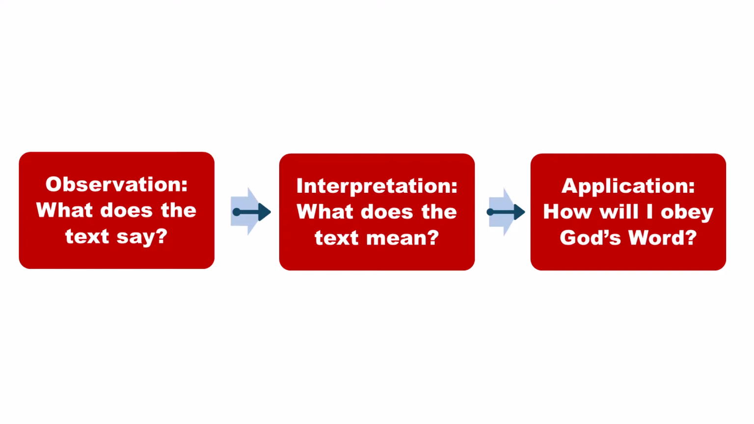In order to properly apply God's Word, we must first understand what a passage means. This is interpretation. And before doing that, we must make a careful and detailed observation of what the text says. This is our observation step.